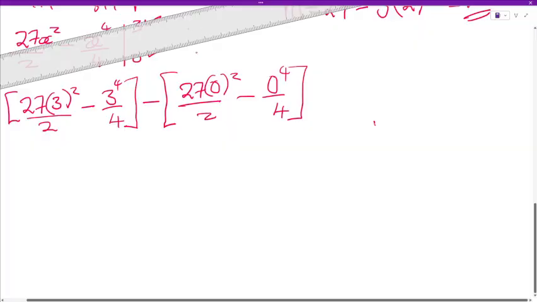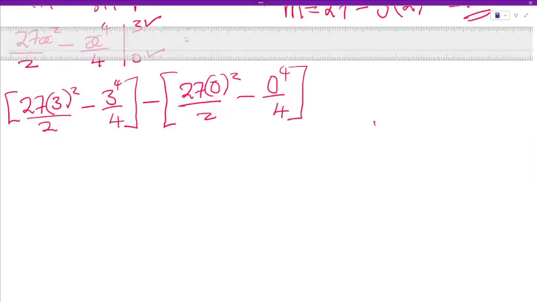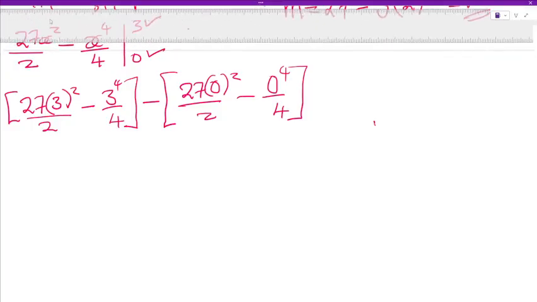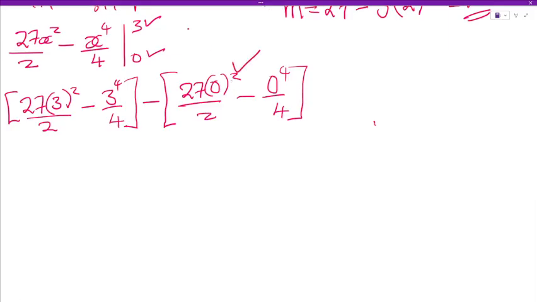Okay, I think we can even remove the ruler. Let me just remove it. All right, so you notice here there is a 0. It will cancel everything here. 27 times 0 is 0. 0 divided by 2 is 0. 0 to the power 4 is 0. 0 divided by 4 is 0. 0 minus 0 is 0. So this bracket is pretty much cancelled. We just focus on the answer we get from this bracket.